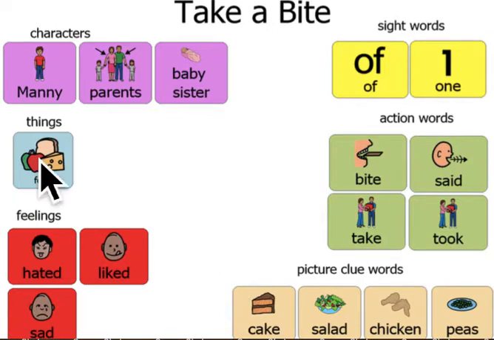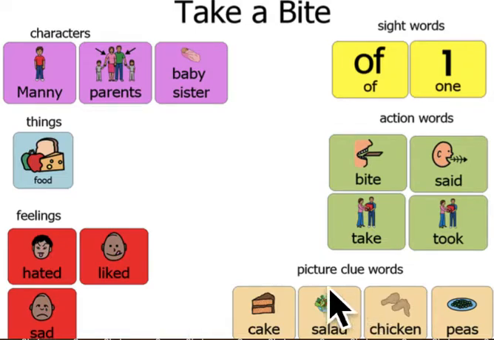Let's move to our red boxes. These are the feelings the characters have in the story. Touch and say hated, touch and say liked, and touch and say sad. Keep up the great work.